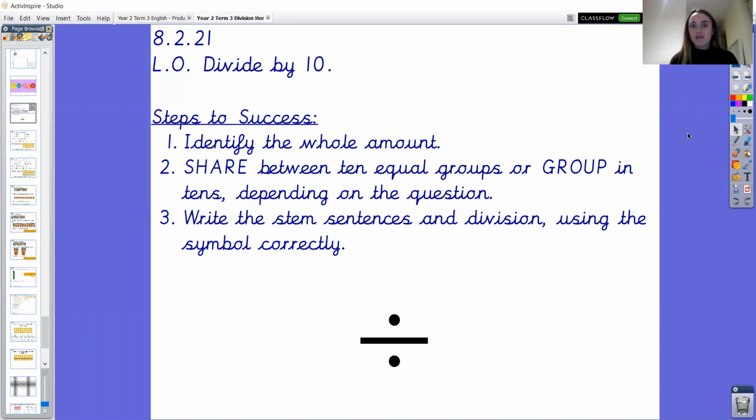Well done, Year 2. So today, our steps to success. First of all, we need to identify the whole amount. Then we need to share between 10 equal groups or group in tens, depending on the question. And we're going to explore those differences at the start of our explore phase today. Then write the stem sentences in division using the symbol correctly, which I know you're super at.